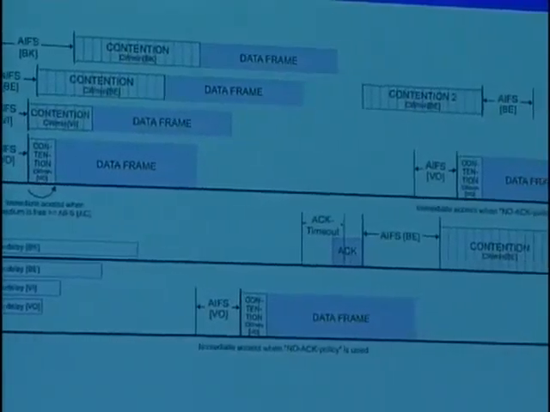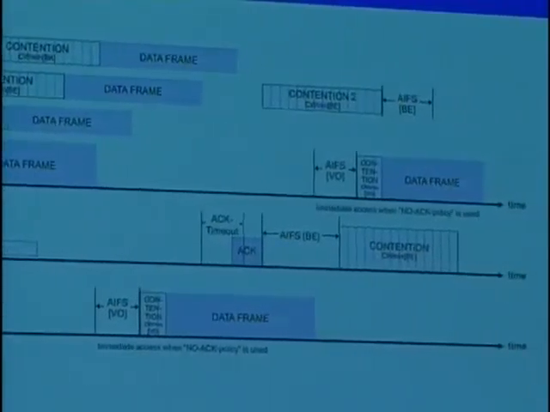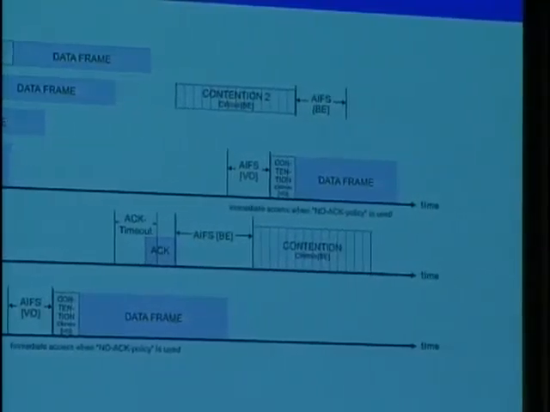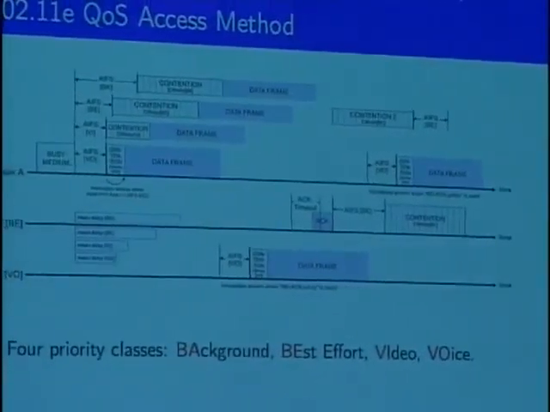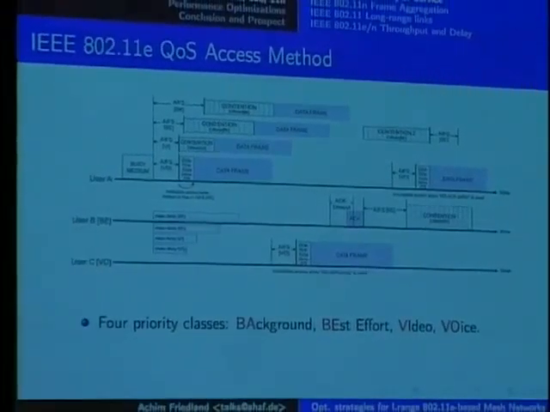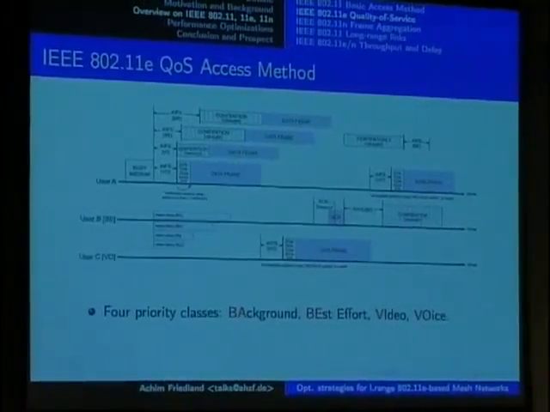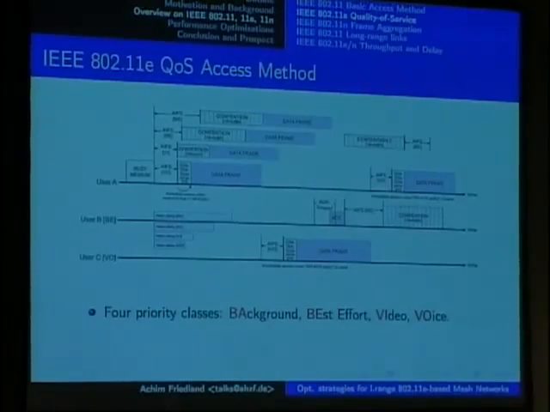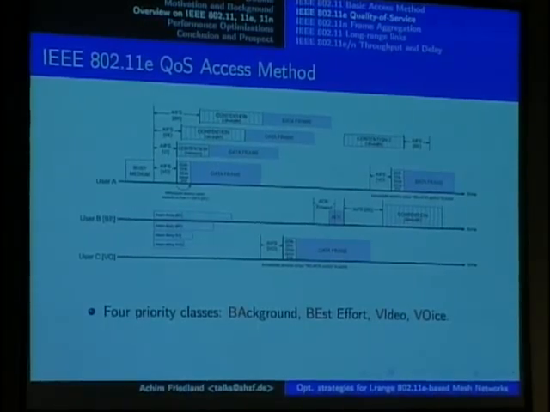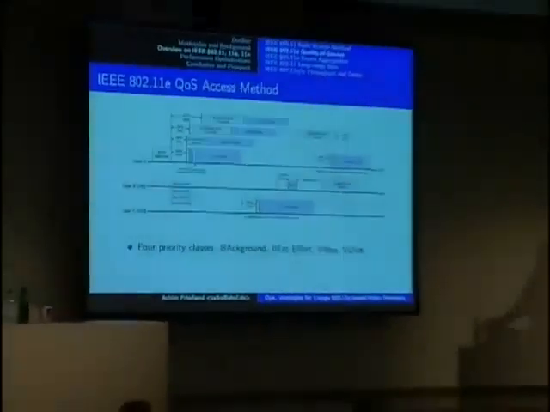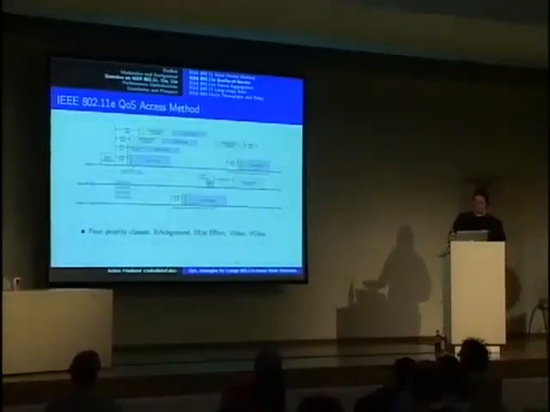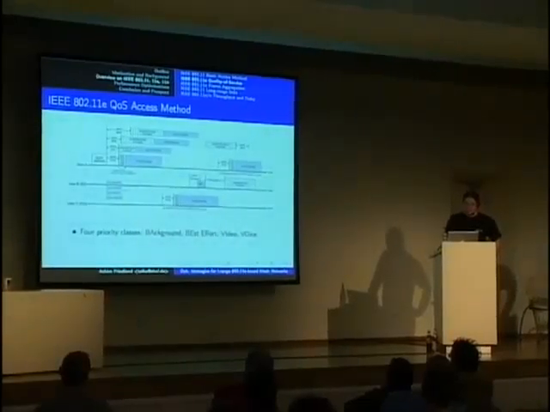802.11e defines 4 priority queues. It's mainly for different kinds of traffic. You have background traffic, best effort, video, and voice. And all parameters of the 802.11 medium access control can be controlled within these different queues. So you can differentiate the video, give it a high priority over best effort traffic and so on.